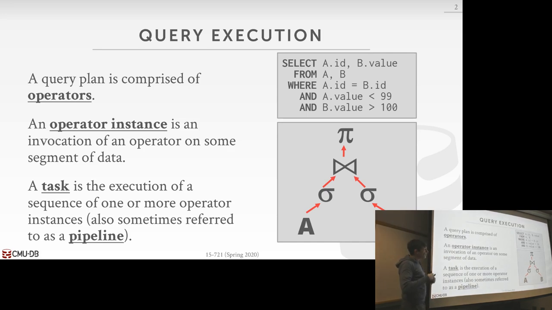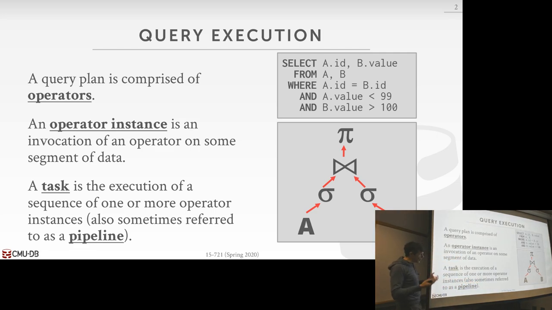We're going to define an invocation of an operator in our query plan. A specific invocation of it will be defined as an operator instance. So for a given operator in our query plan, like scan table A, we can have multiple instances of this operator that allow us to execute this scan in parallel.